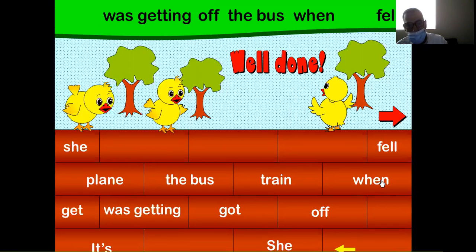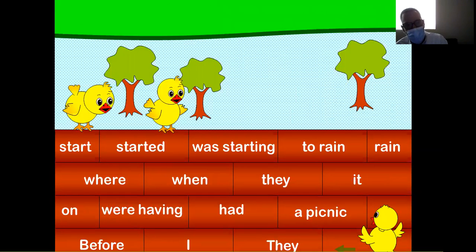Okay, let's try to complete the sentence. While she was getting, she fell. Okay, she was getting off the bus when she fell down or when she fell. I tried from these words to make a sentence using the past continuous tense. I'm going to play another one.